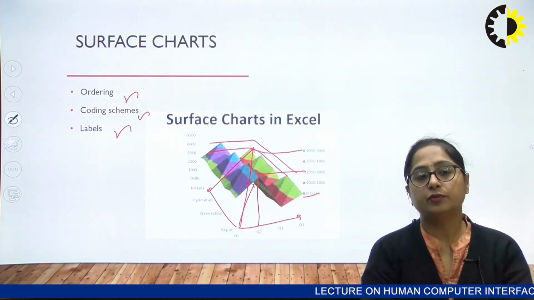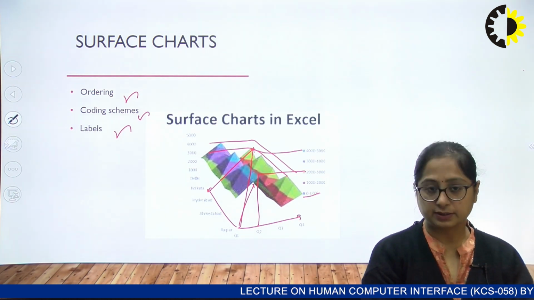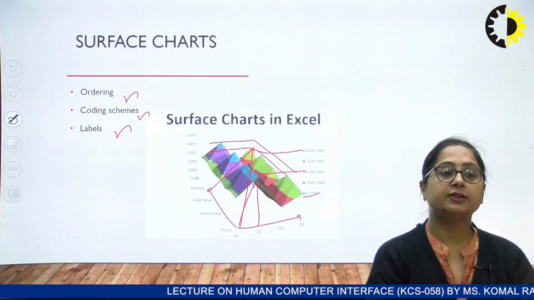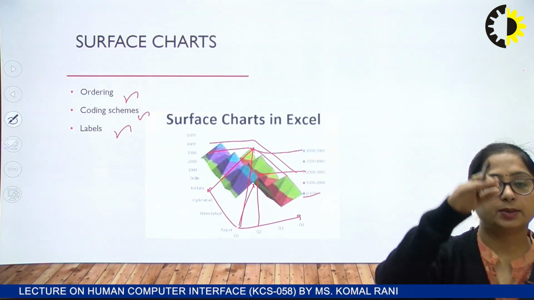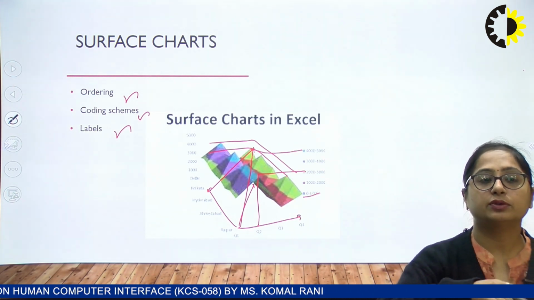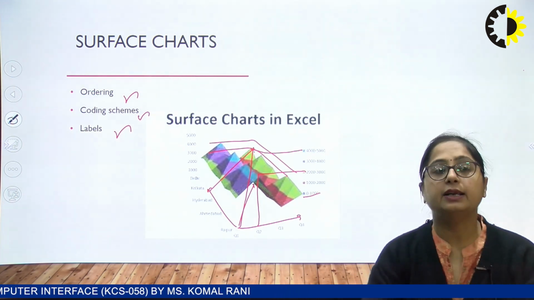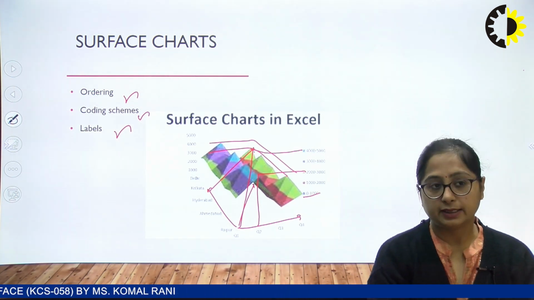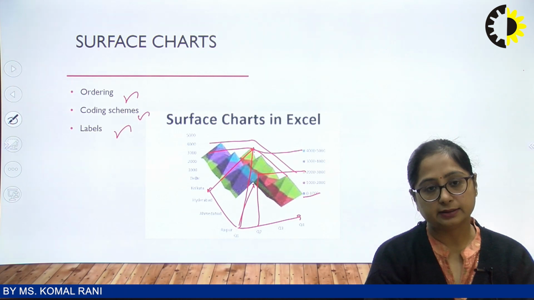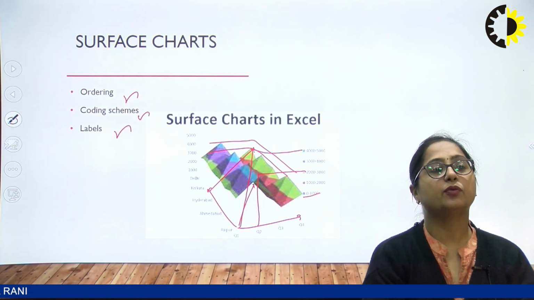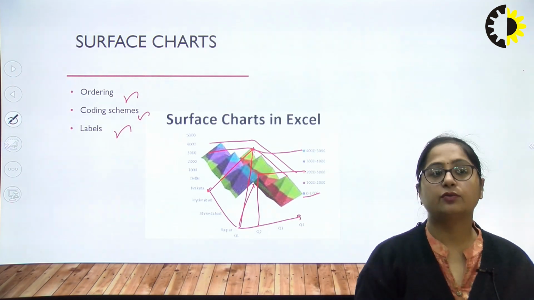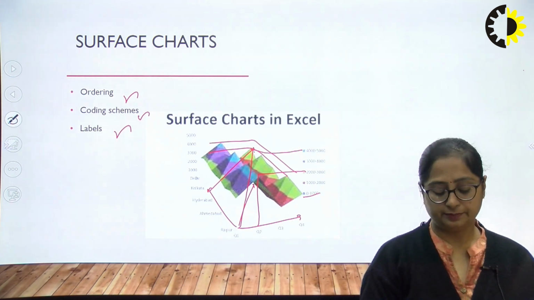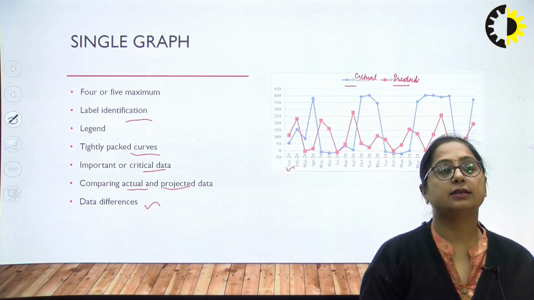When you have to go for more than 2 axes, you can go for the surface chart. Based on the ups and downs, and on how the axes vary, you will analyze the data, and based on that analysis the company will make its decision from the surface chart. So let's discuss the others.